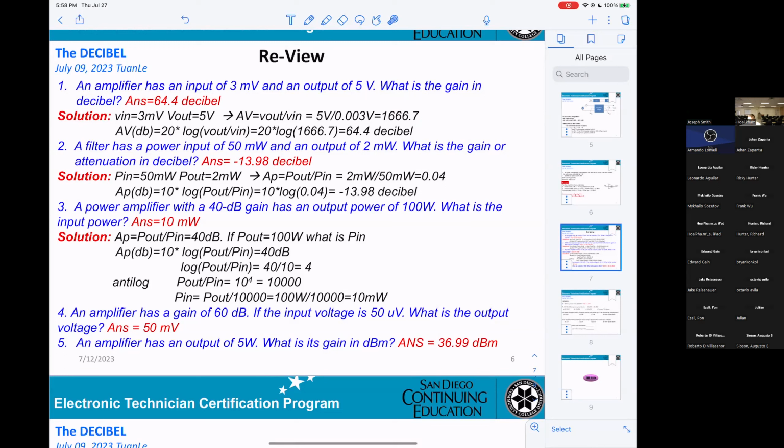That means 1666.7 given in, the answer will be 64.4 dB.